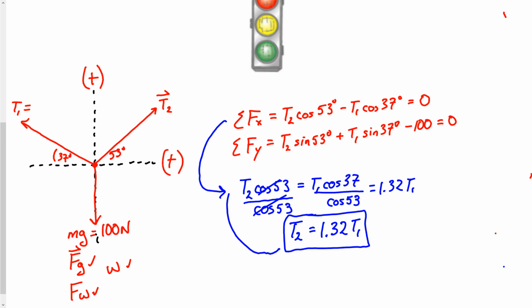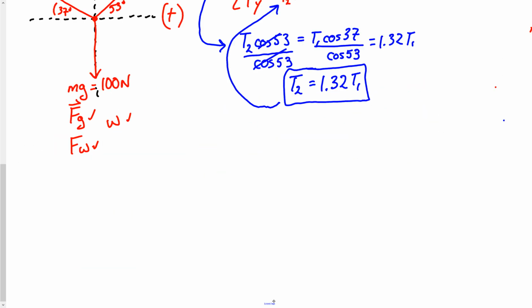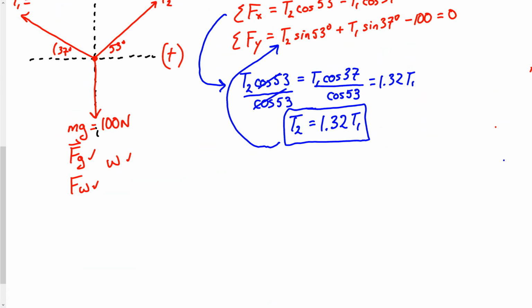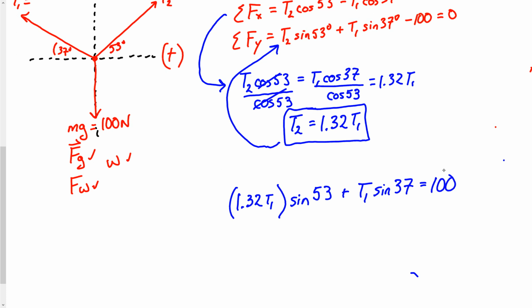Now we'll take that and substitute it back into our second equation. So that other equation, here's what we're going to do. In place of the T2 up here, T2 sine 53, I'm going to write 1.32 T1 times the sine of 53 plus T1 sine of 37. I'm going to add 100 to both sides. Move it over. And let's grab a calculator.